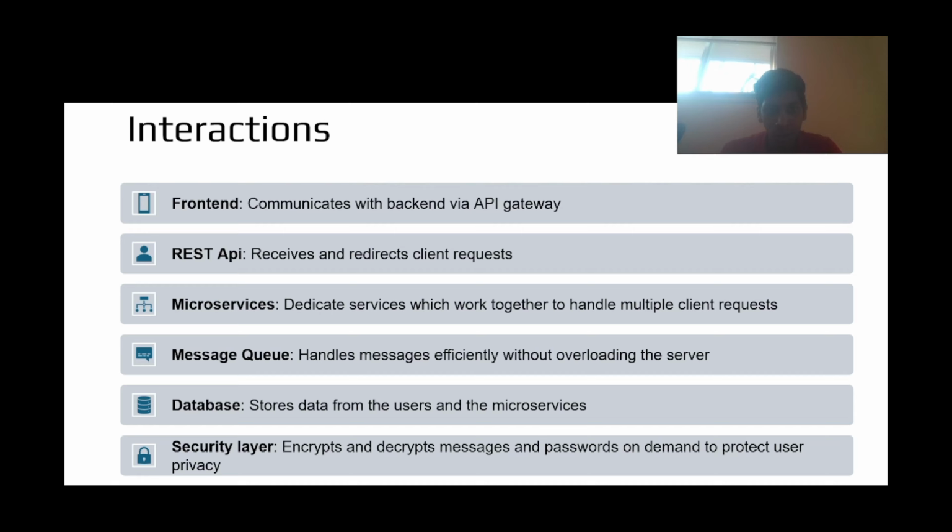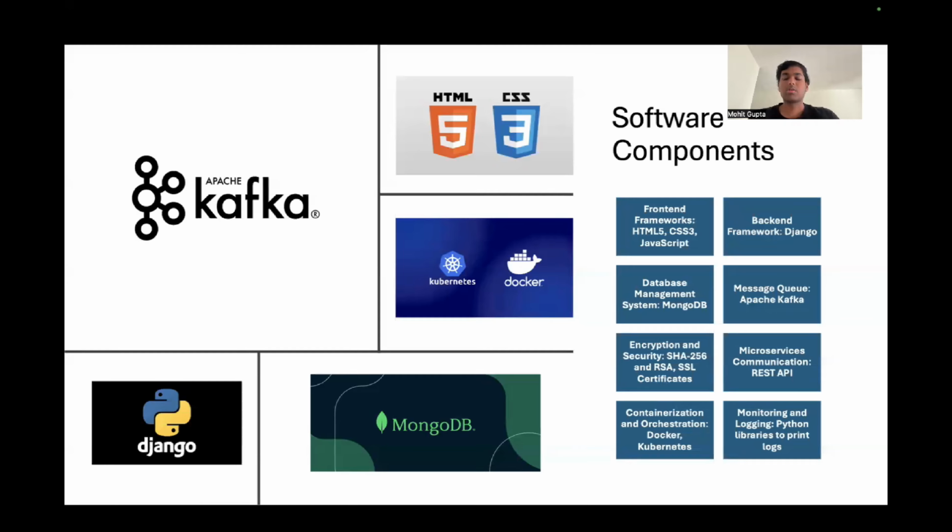Interactions: we have a front end which communicates with the API gateway, a REST API which receives and redirects clients' requests, and microservices which perform specialized tasks. We have a message queue which handles messages efficiently. We have a database which stores data and retrieves it for microservices, and a security layer which is responsible for encryption and decryption of messages and passwords.